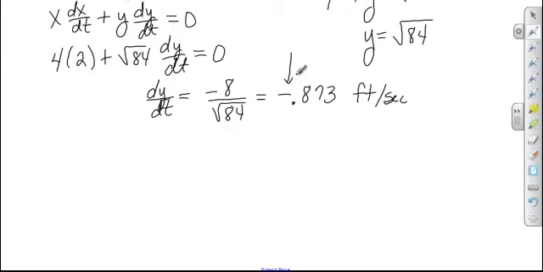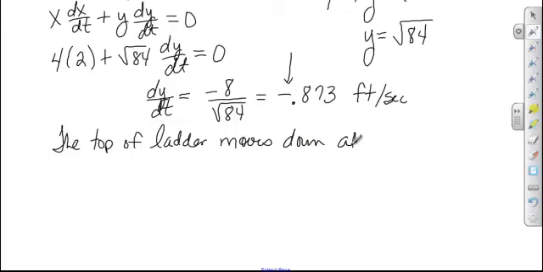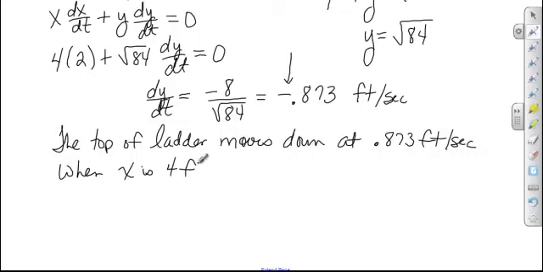If the derivative value is positive, then the variable is increasing. So it's not surprising that we get a negative here. We need to make sure we answer the question. The top of the ladder moves down at 0.873 feet per second when x is 4 feet. Now, I left out the negative when I answered the question, but I used the word down, indicating the direction.